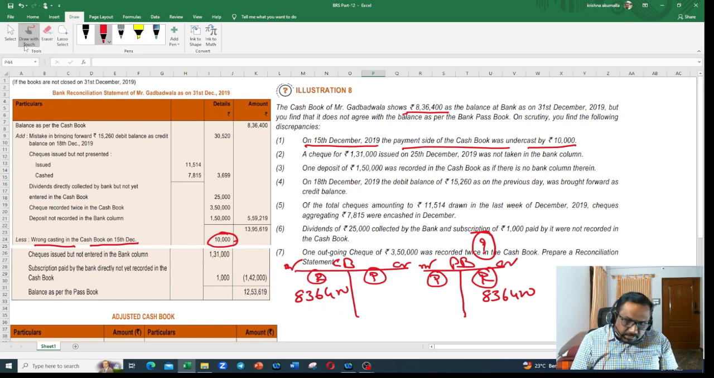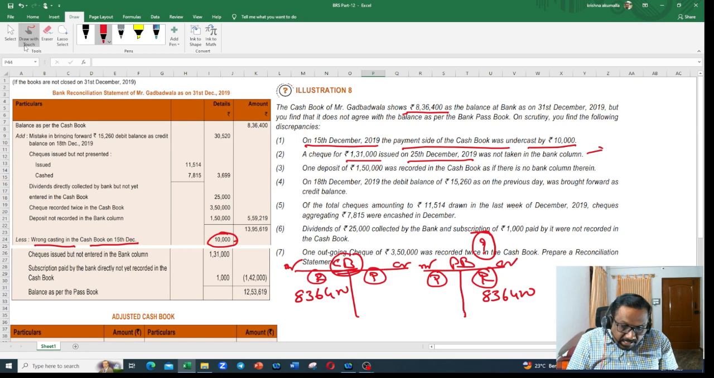Let us clear this and go back to the same balance. A check of 1,30,000 issued on 25th December 2019 was not taken in the bank column. Check issued. We issued the check, right? When we issue the check, we need to write it on the payment side. I have told you 100 times so far: whenever I talk about the cash book, it is the 3-columnar cash book, and we record under the bank column.